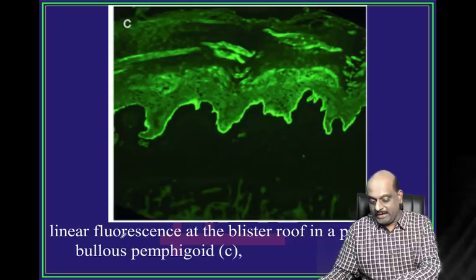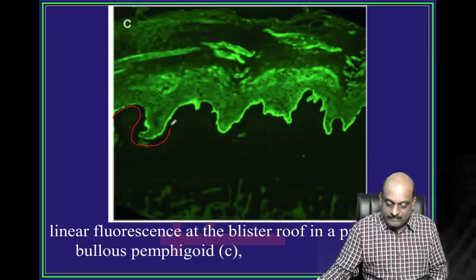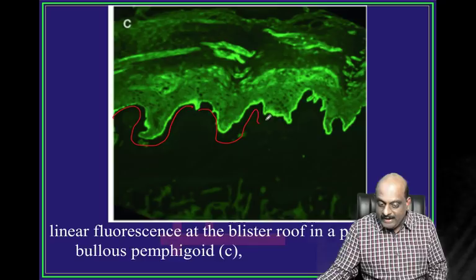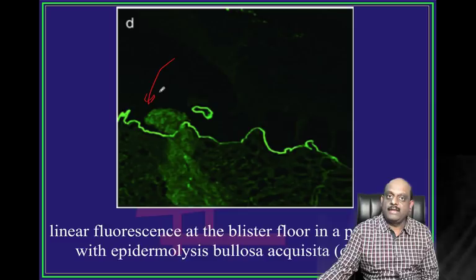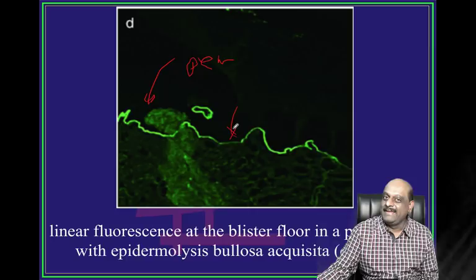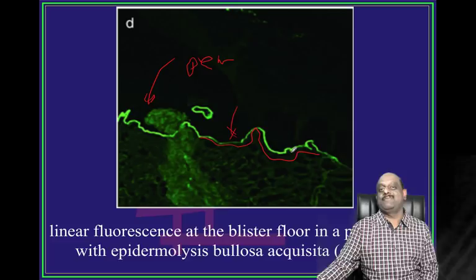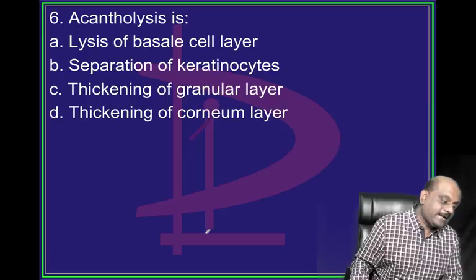This is another example. Typically on the roof of that blister, the patient is having a linear fluorescence of the entire basement membrane. That is bullous pemphigoid. This is another example. It is also a pemphigoid lesion. Not intercellular. It is not against desmoglein. It is against the basement membrane. Entire basement membrane is involved. This is epidermolysis bullosa is what you need to ultimately remember.